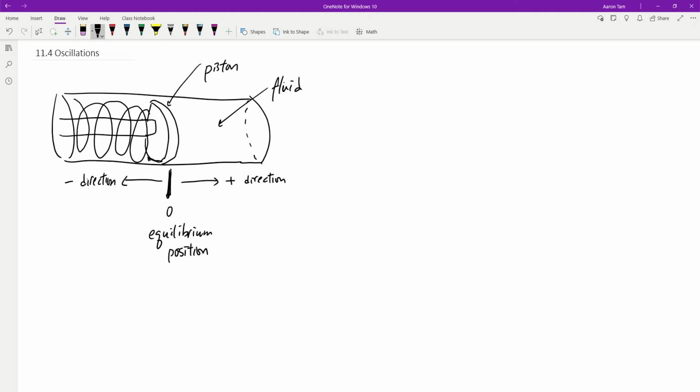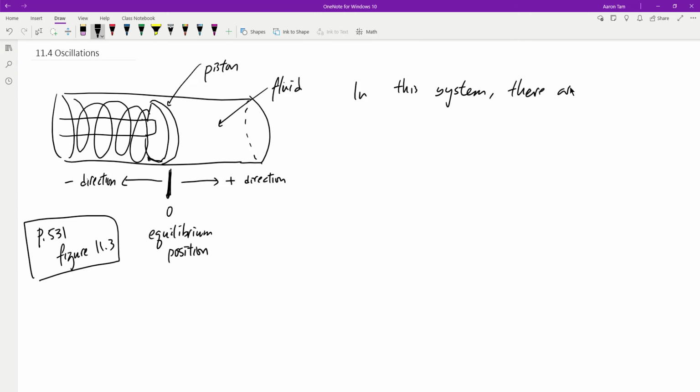Now, I know my picture is not very good, so if you want to see a better picture, it's actually in your textbook, page 351, figure 11.3. It will give you a much better picture of what I'm trying to draw here. So the idea is to try to understand what's happening here. So in this system, there are basically three forces that affect the piston. So what are these three forces?